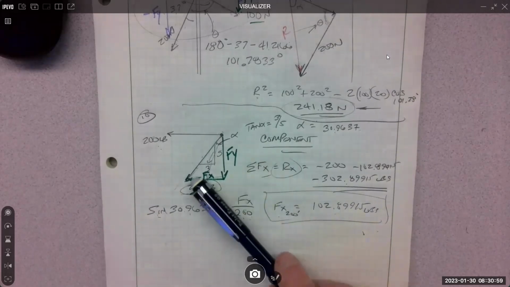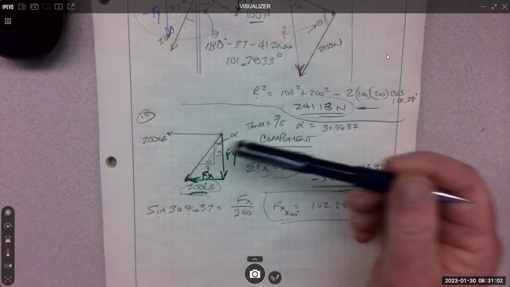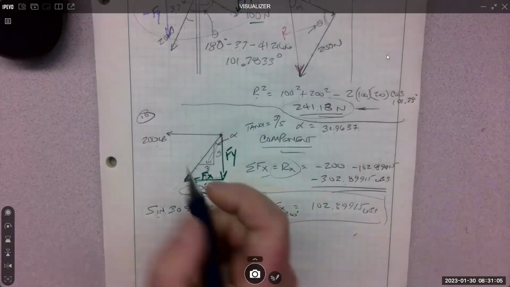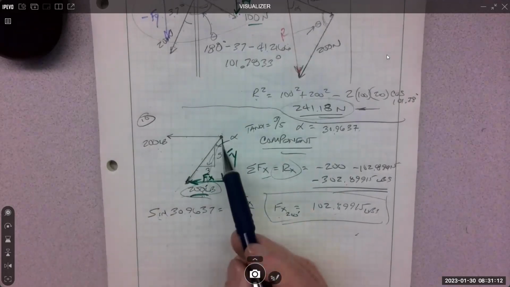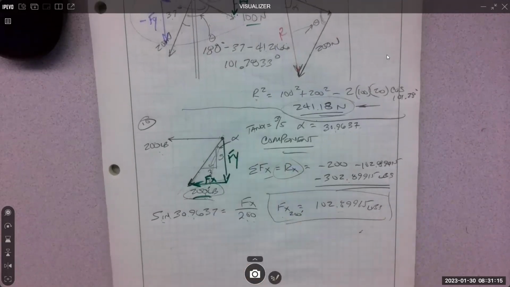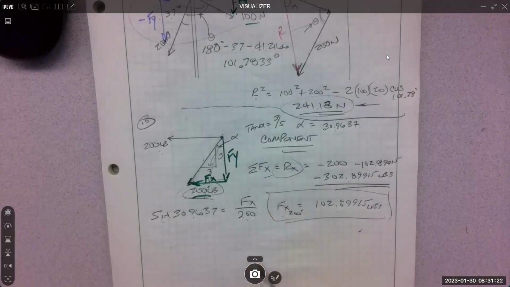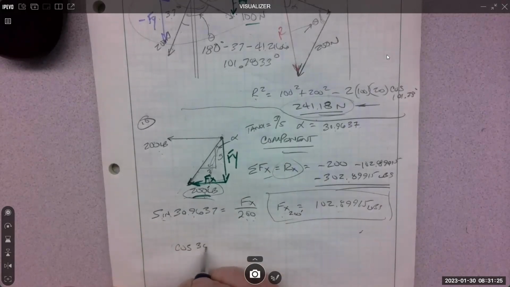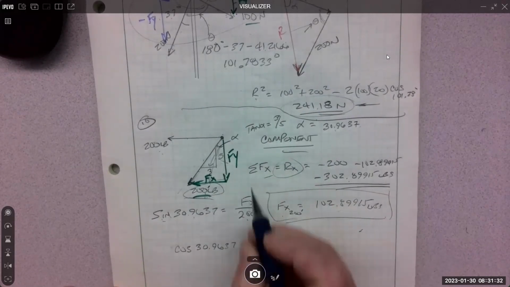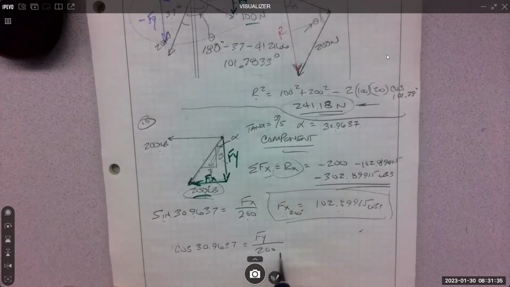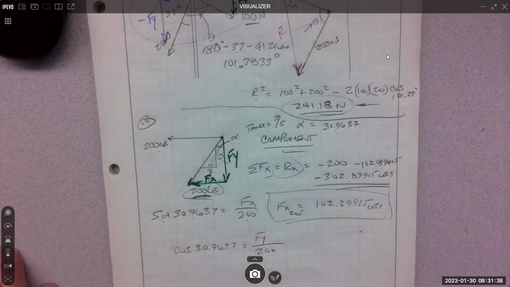Of this 200-pound force. Now I need the Y effect, and I need to calculate the Y's. So this one does have Y effect. It's just equal to 0. The only Y effect is this one from this 200-pound force. So yeah, it's adjacent to the angle, so we're going to go cosine. And it's going to equal the adjacent side, Fy, that's this, over the hypotenuse 200. Oh, I lost my angle. 30.9637.